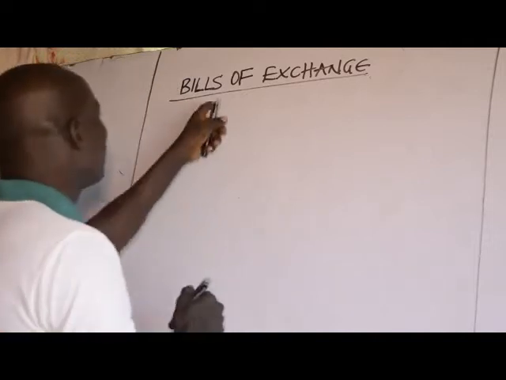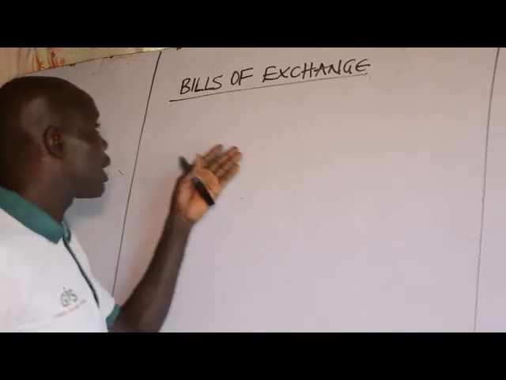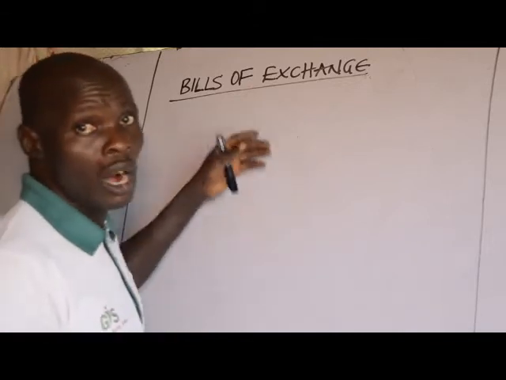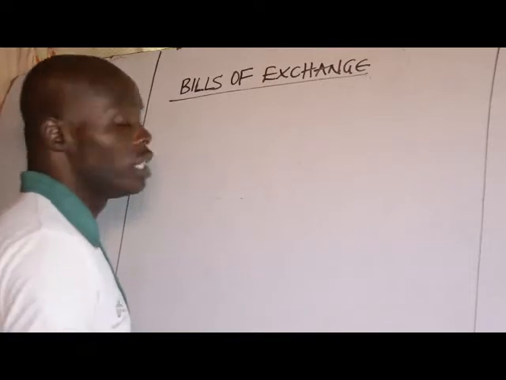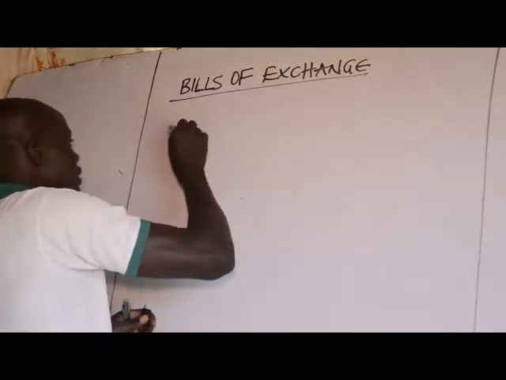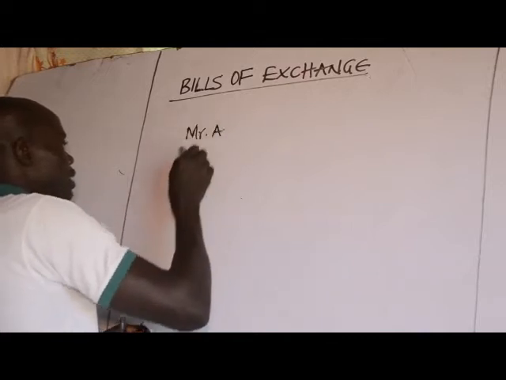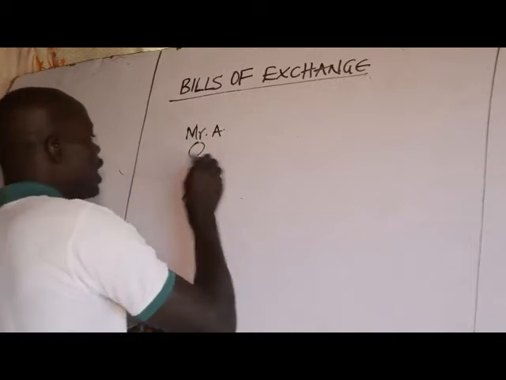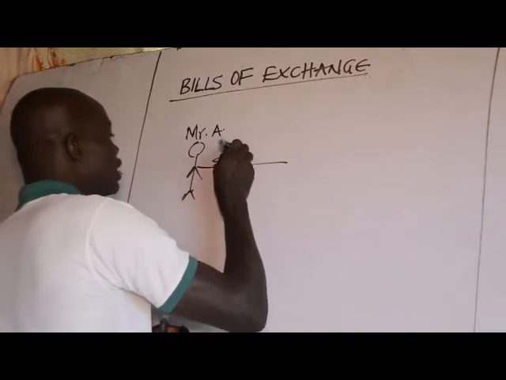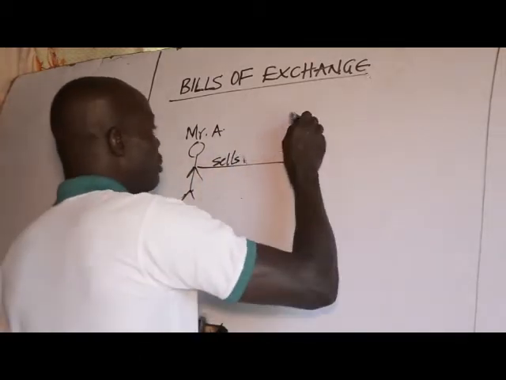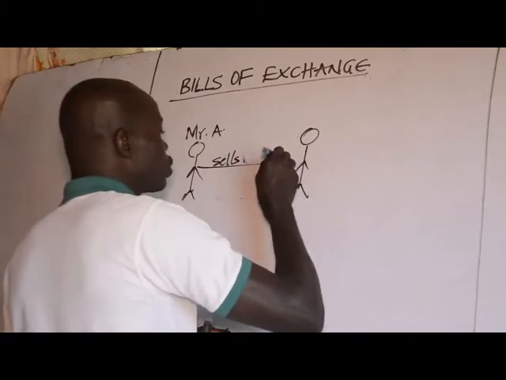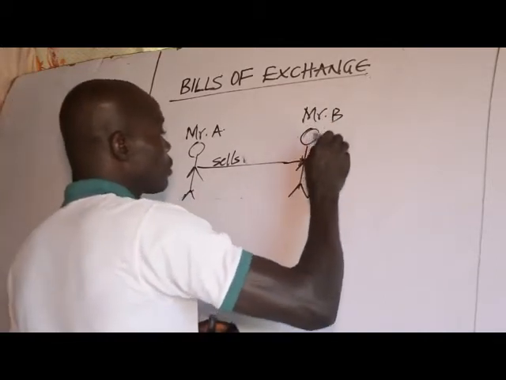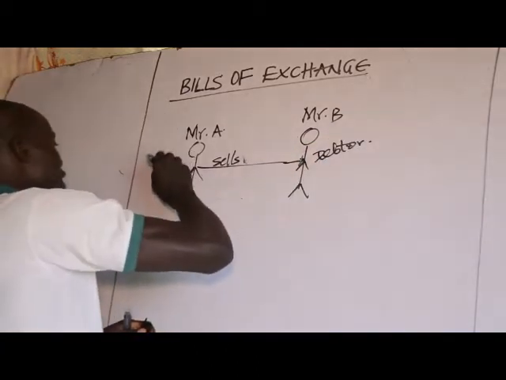So, before I give you the definition of bills of exchange, I want you to know that a bill of exchange is one of the negotiable instruments whereby Mr. A sells to Mr. B on credit. That means Mr. B is a debtor, while Mr. A is the creditor.